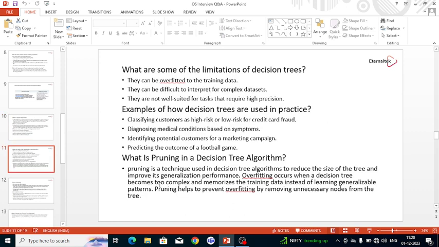The next question is, what are some limitations of a decision tree? We need to know some of the limitations. The most important limitation is that they can overfit the training data.